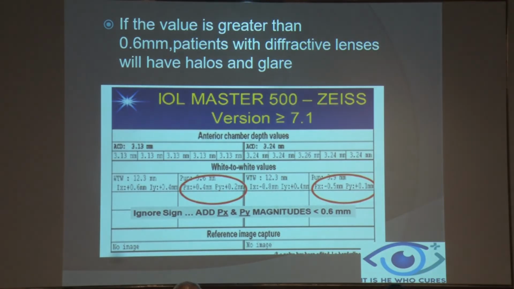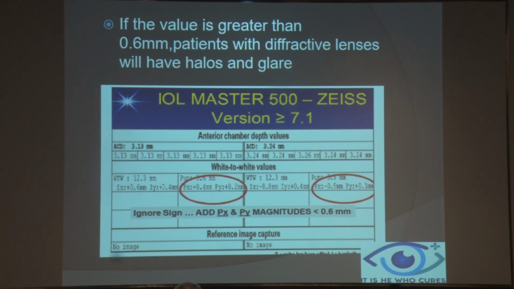Now, how do we know that the particular patient is suitable for a trifocal lens, or whether we'll get halos or glare or not? Now, this you can know by doing an IOL Master. When you do the IOL Master, you look at the values which are right below the white to white values, that is the chord mu, and you see you have these PX and the PY values. Now, when you add up these values, it should be less than 0.6 millimeter.